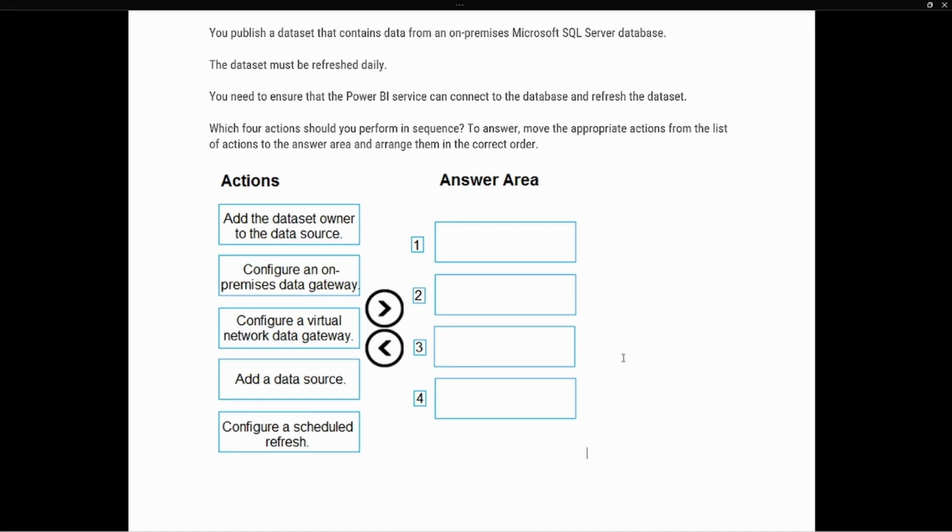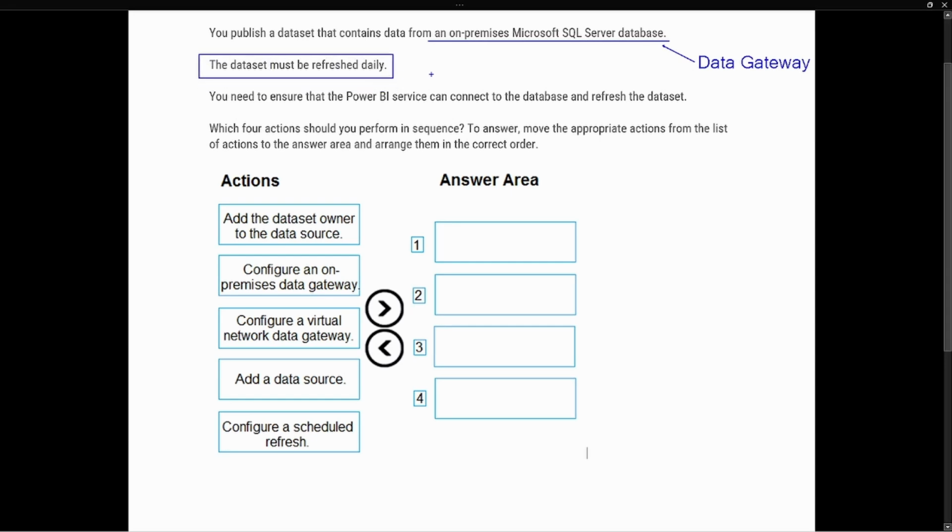As always, we want to identify the key pieces of information here. The first one, recognizing that we have an on-premise Microsoft SQL Server database, tells us that we are going to need a data gateway. We need a data gateway in order to access the data that's on-prem and bring it into the cloud. The second piece of information is that the data set must be refreshed daily, so there's going to be a refresh scheduled. That way it can access the latest data from that on-premise Microsoft SQL Server.